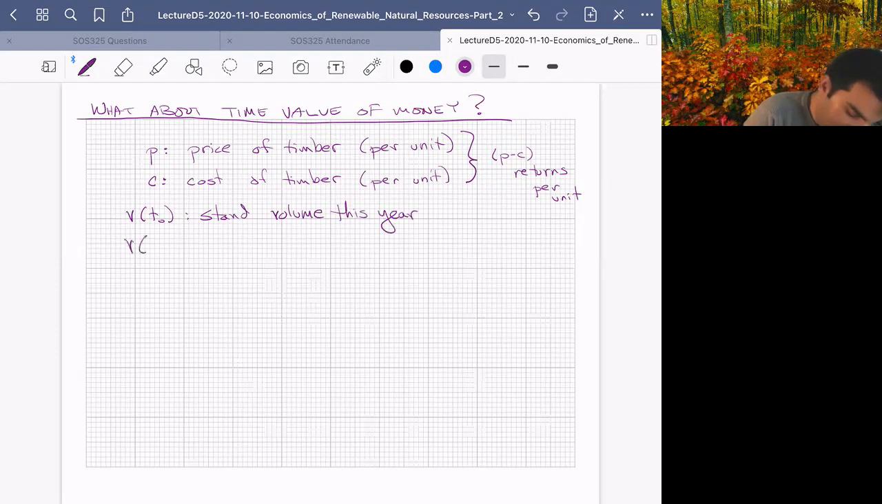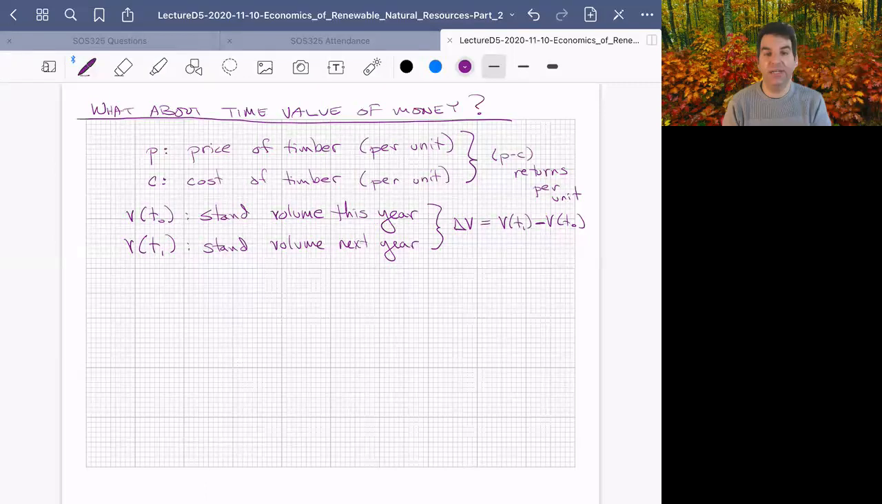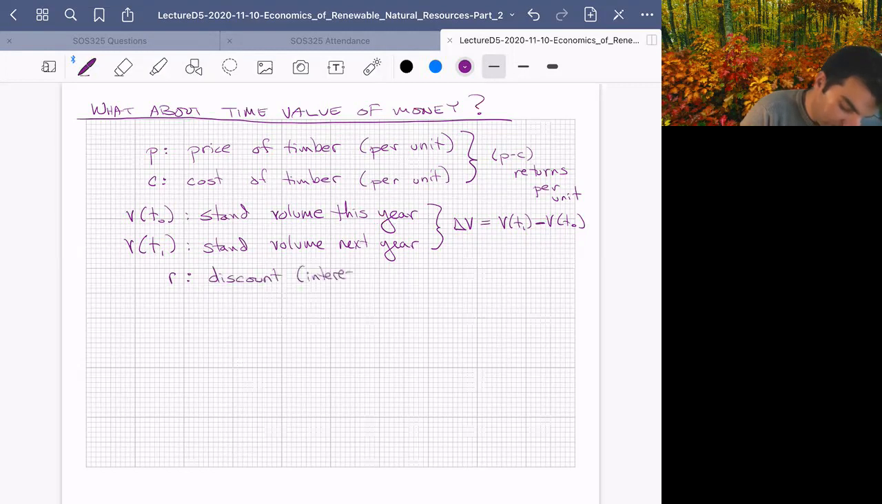And then I've got V of T1, which is the stand volume next year. And I am going to then define delta V, as we've already talked about, as VT1 minus VT0, which is the year-to-year change. Okay. And then because banks are involved, I have to involve an interest rate. So I've got a discount rate or interest rate that I need to compare to.